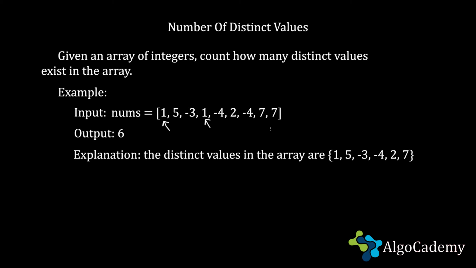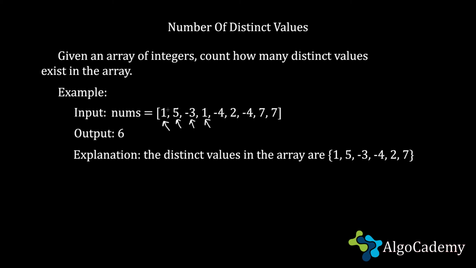which we shouldn't count. For example, let's say we take a look at the first value in the array, which is 1. All right, we can count it. No problem. 5. We can count it. No problem. -3, let's count it, no problem. But if we also count this one here, that's not good. And why is that? Because we have already taken into consideration the value 1.